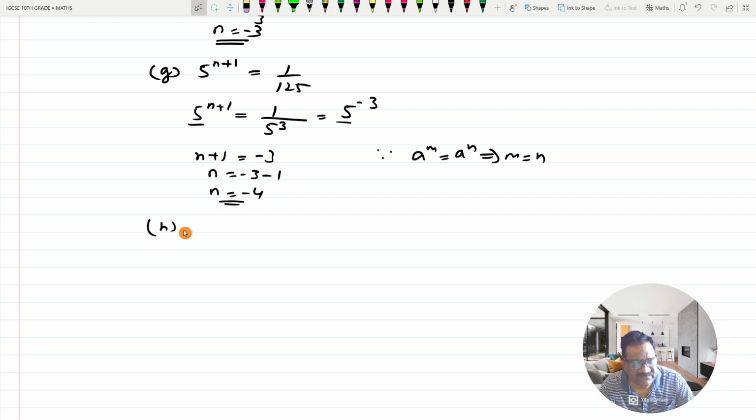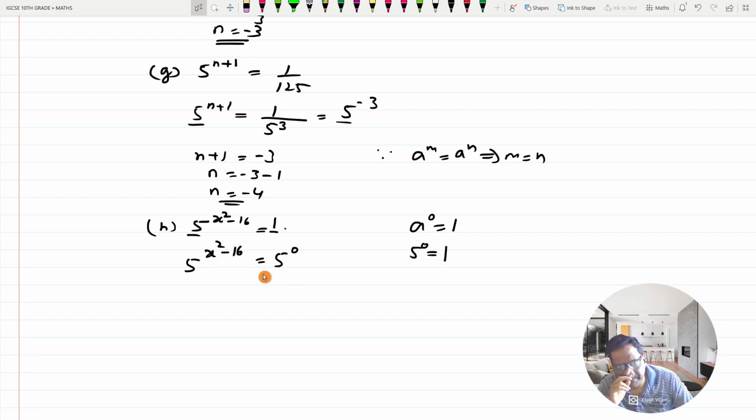And for H, the question is, first of all, 5 raised to x square minus 16 equal to 1. This is very interesting. Now here we will have to make the base the same. We know that anything raised to 0 is equal to 1. So let me take 5 raised to 0 equal to 1, and on the left hand side I'm going to keep things as they are, 5 raised to x square minus 16. Now you can see these bases are the same on the left hand side and right hand side.